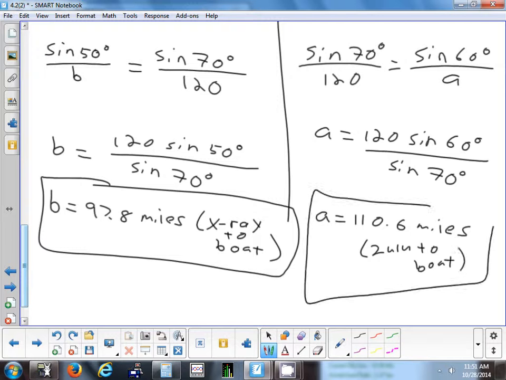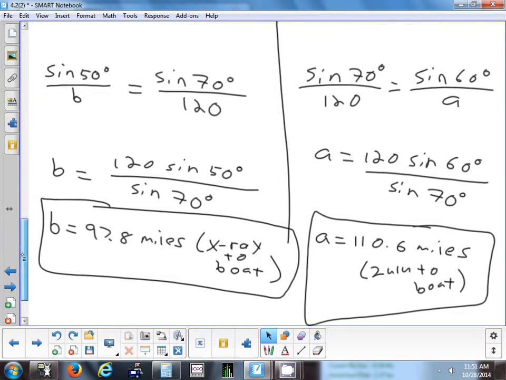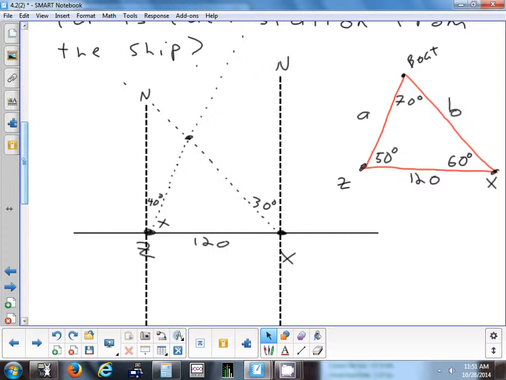So if they were going to try to send out a rescue to that boat, what station would it be better to send it from? X-ray? Why? Because it's closer? Anything else you'd have to think about more for like a real life problem? Currents and winds. The what? Currents and winds. Yeah, the current. Let's say the boat is drifting towards Zulu. Actually the way I drew it, it is, but let's say the current is pushing it at like 30 or 40 miles an hour towards Zulu.